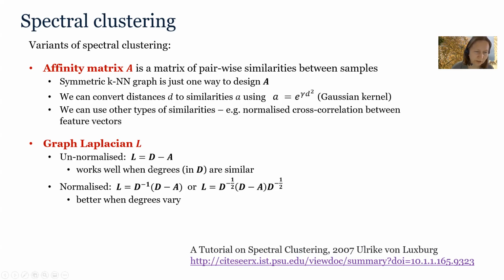So far, we used the unnormalized graph Laplacian, and this works well when the degrees of the nodes are similar. Obviously, for a k-nearest neighbor graph, the degrees will be approximately k. So that's why it works well. But if the degrees vary, it's better to normalize the graph Laplacian. And that can be done by multiplying it by the inverse of the degree matrix D. And you see here two different versions of doing that.